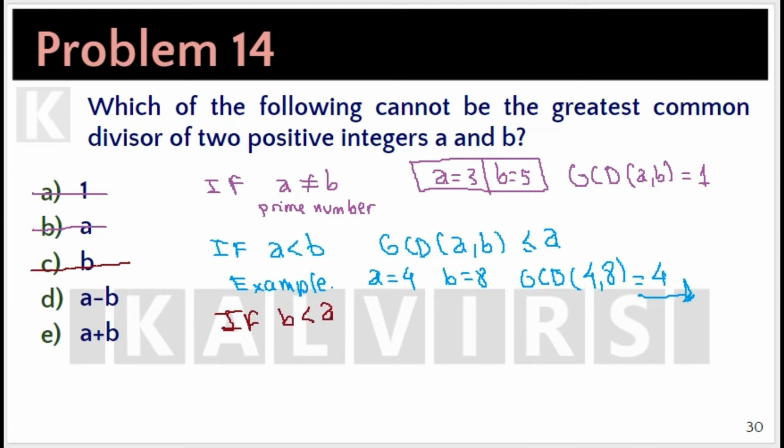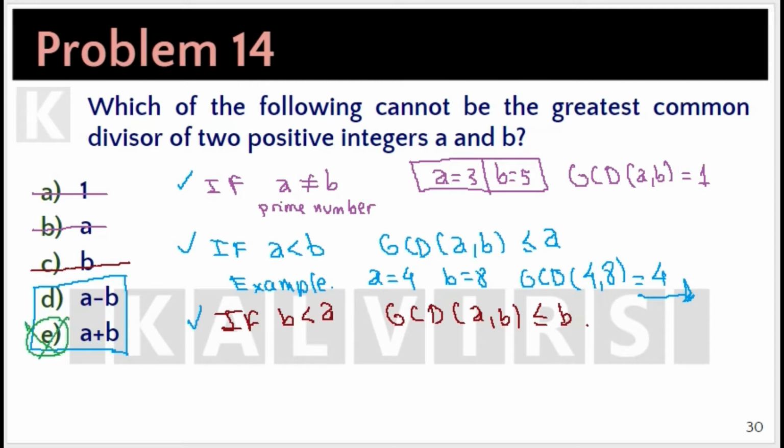If B is less than A, then the greatest common divisor of A and B must be less than or equal to B. Now, what about alternative D and E? According with the assumptions, can the greatest common divisor of a set of numbers be greater than at least one of them? Since the factors of an integer are always equal or less than the number itself, the greatest common divisor of A and B cannot be greater than A and B. Therefore, choice E is correct. A plus B is greater than A and B, and a factor cannot be greater than the number.